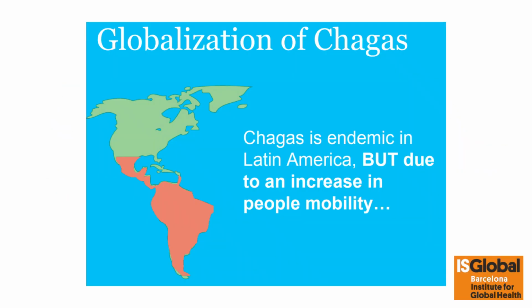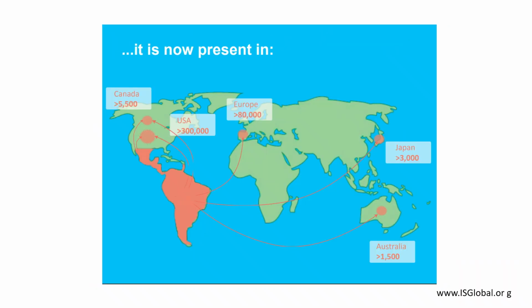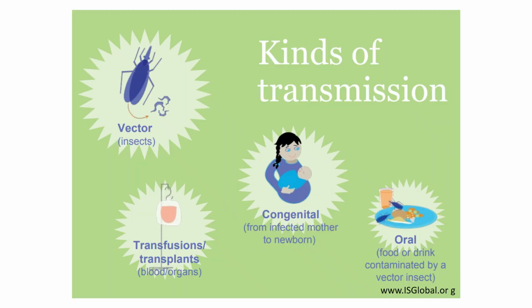Globally, of course, there is this Chagas disease. It happened in Latin America. Of course, from there it has already spread to the world as well. It has spread to Canada, the US, Europe, Japan, and also Australia. All right. So modes of transmission include vector, transplantation, transfusion, congenital, and also oral, by contaminated food or drinks.